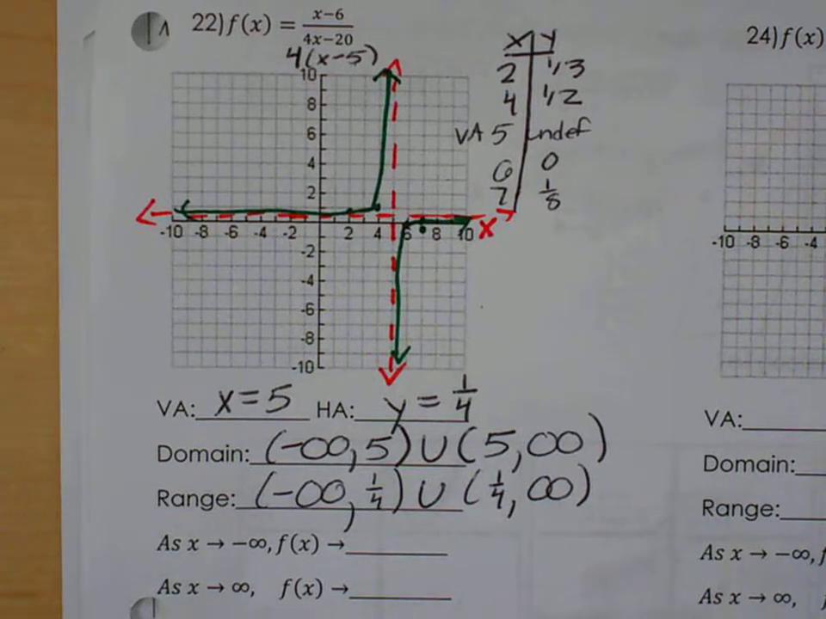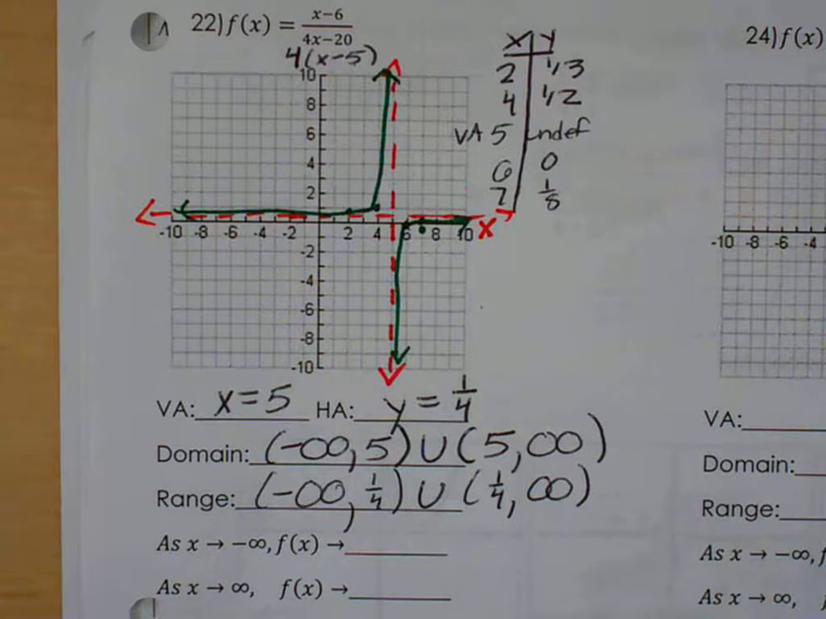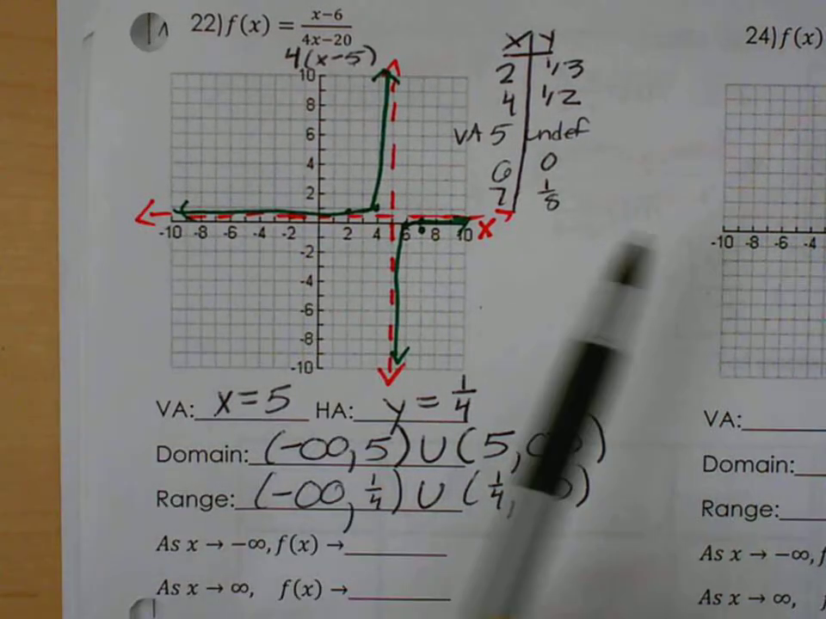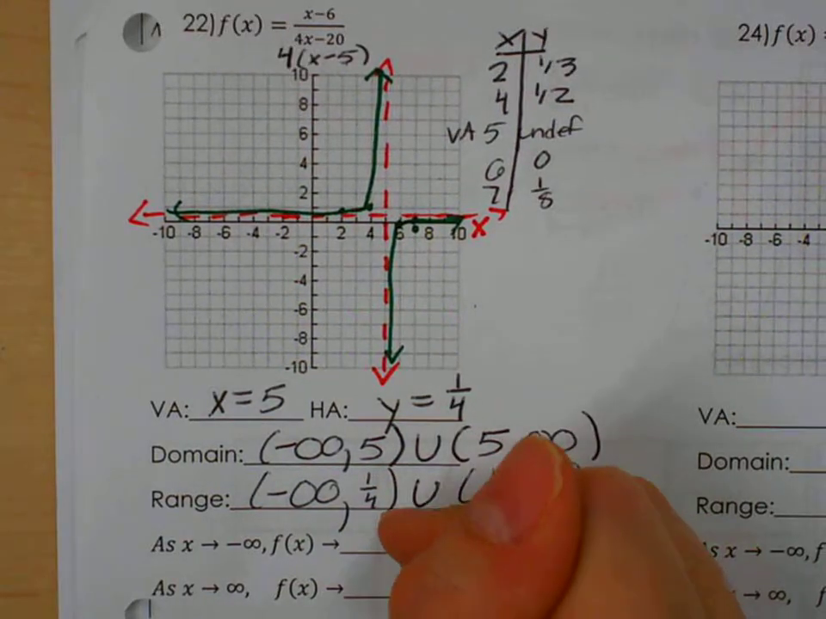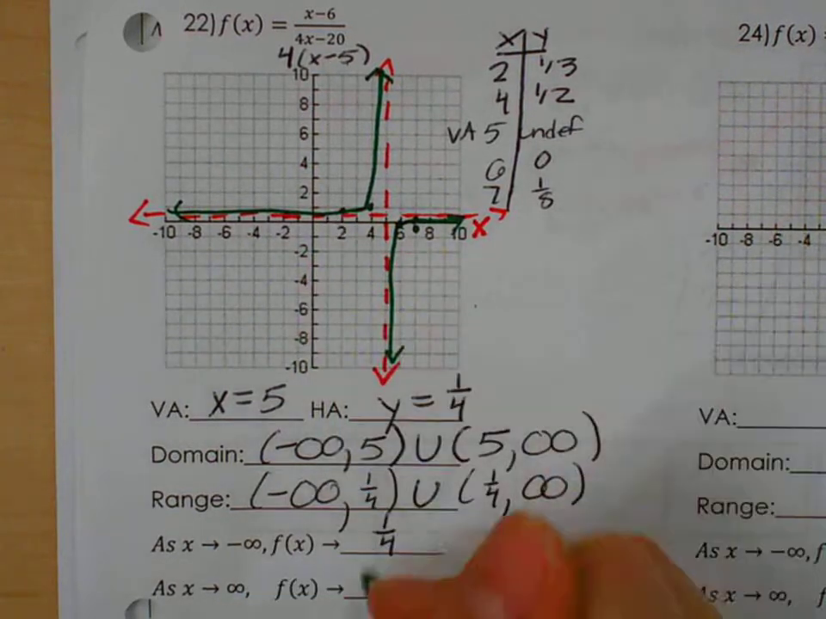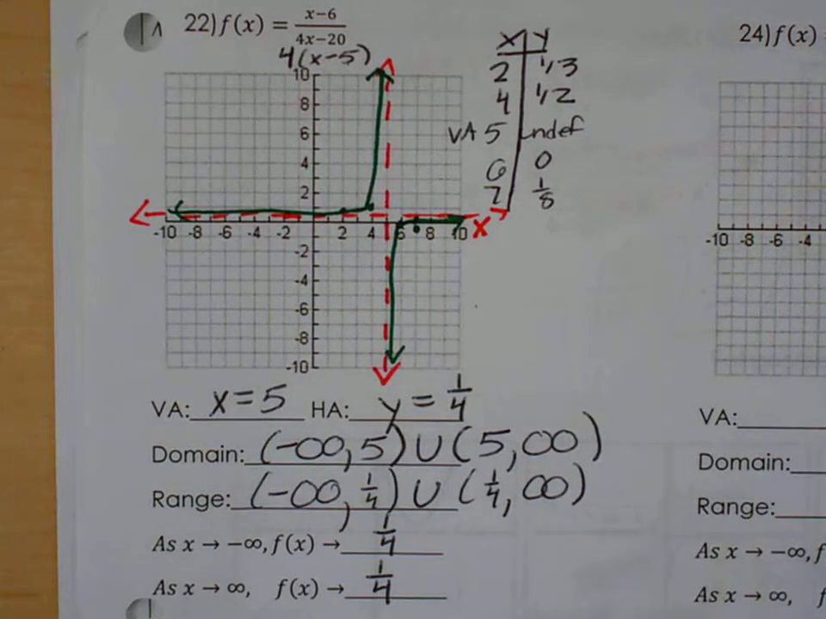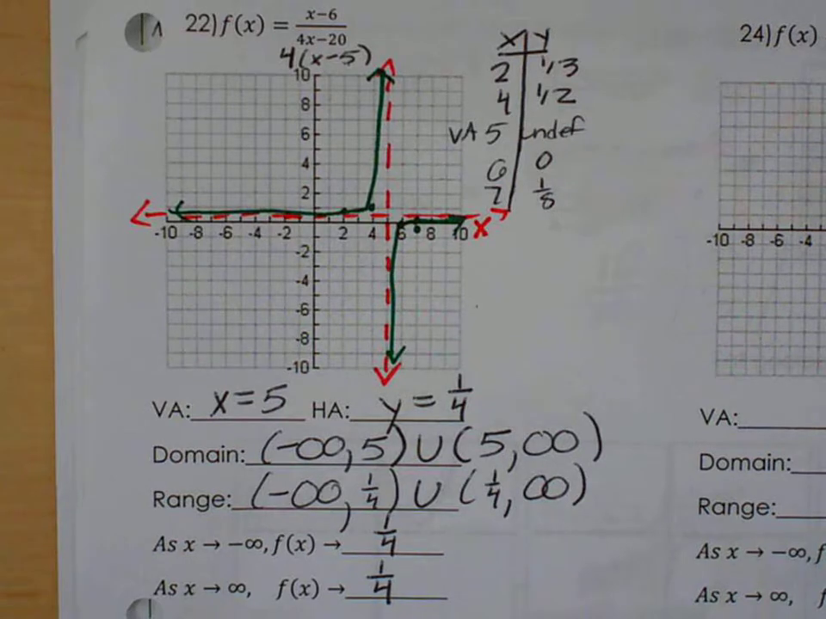My end behavior, you can either look at the graph to determine it, or end behavior is based on your horizontal asymptote. That's what it approaches. So as I go to the left toward -infinity, it's approaching my horizontal asymptote. As I go to the right, it's also approaching my horizontal asymptote. And there's the first one.